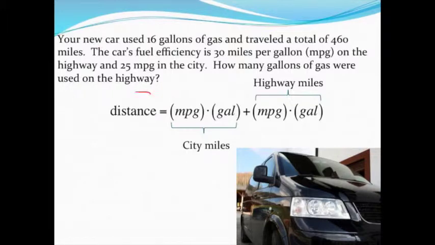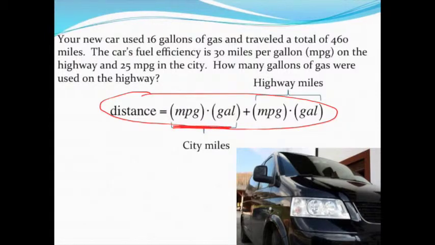So I've got this little formula in the middle that we're going to use to figure out what's going on here. I've broken the problem up into city miles, which is how far we've traveled in the city. They'll give us a city fuel efficiency, which is right here, 25 miles per gallon. They'll also give us a highway fuel efficiency, which should be higher than the city, which was 30 miles per gallon. And then the question was, how many gallons of gas did we use specifically on the highway? So let's go ahead and start to set this up.